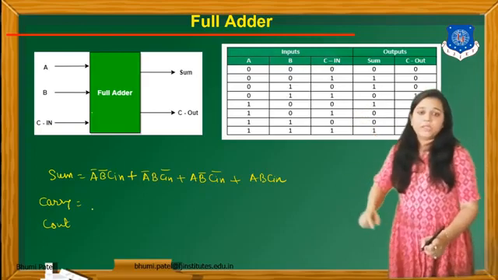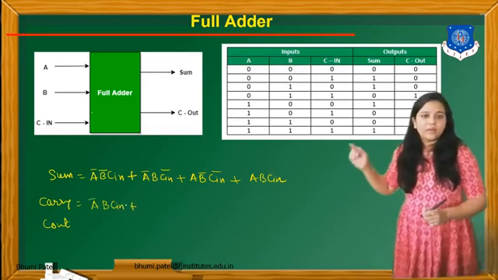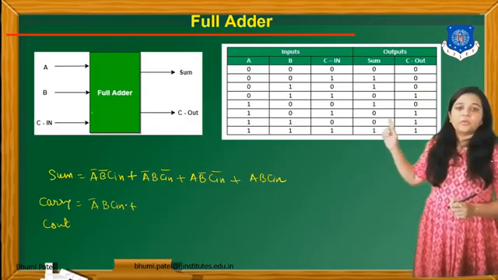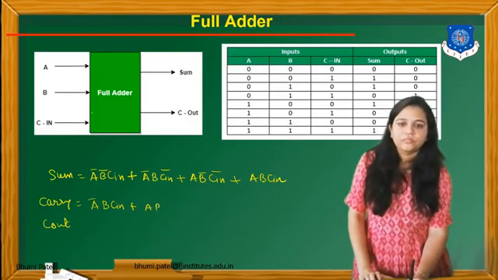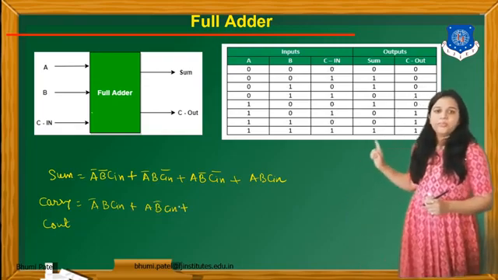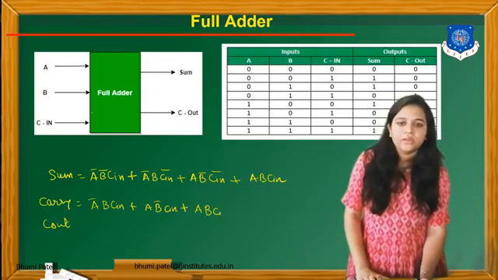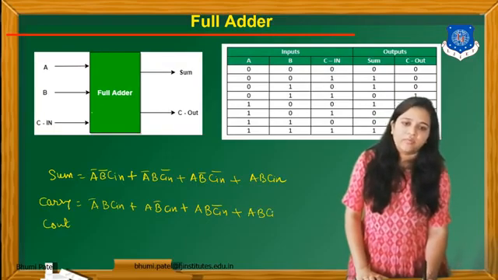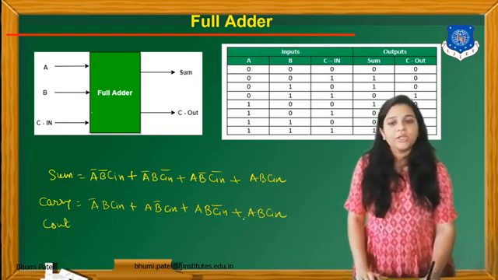A bar B into C in. So we can write here A bar B C in plus the second one is A B bar C in. The third one is A, B and C in bar. And the last one is when all the inputs are high, at that time we can get carry 1. Okay, so this is the equation for the carry.